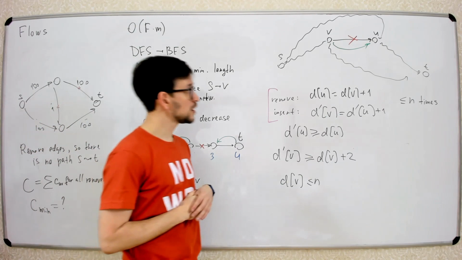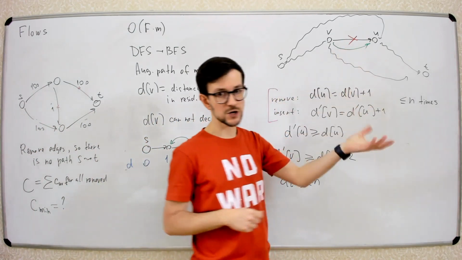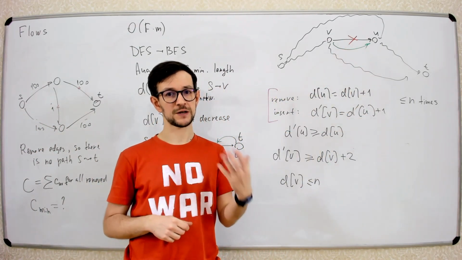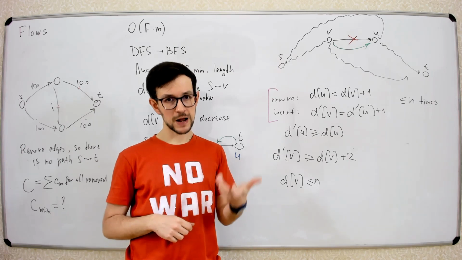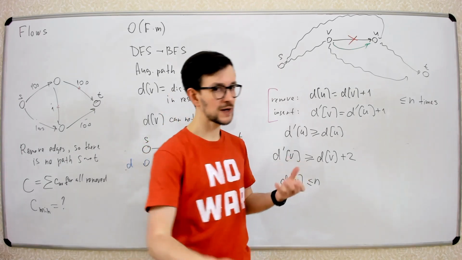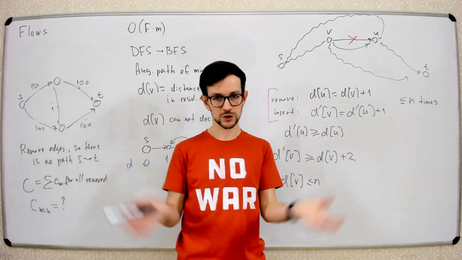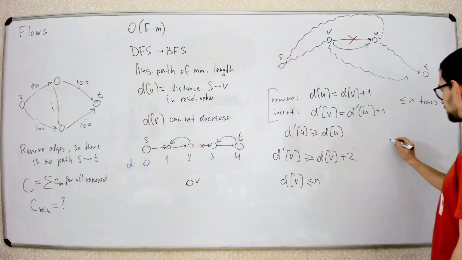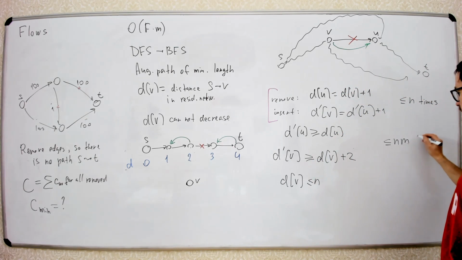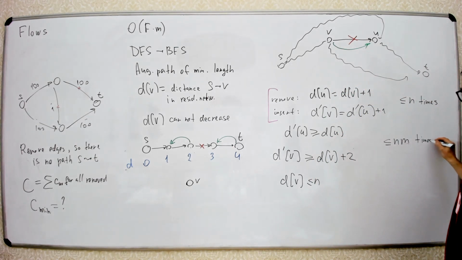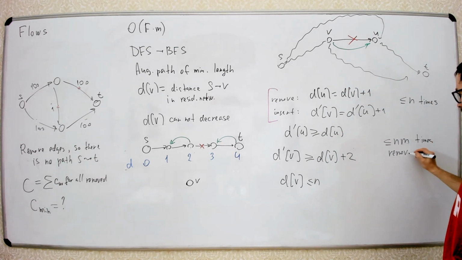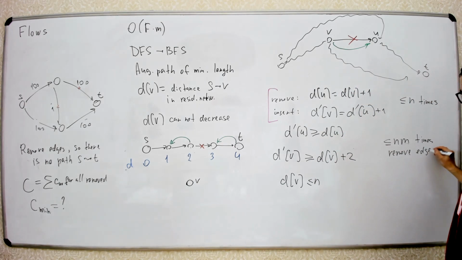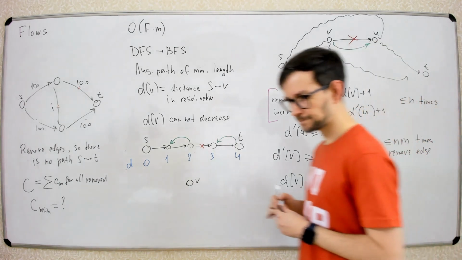So for each edge, we can remove the edge from the residual network at most n times. We have m edges, so the total number of removals of all edges from our residual network is at most nm. So at most nm times we remove an edge from the residual network.